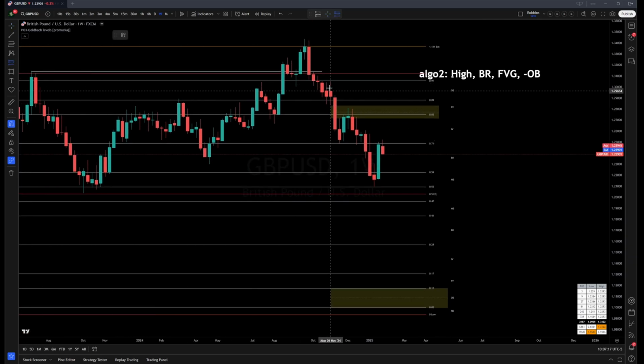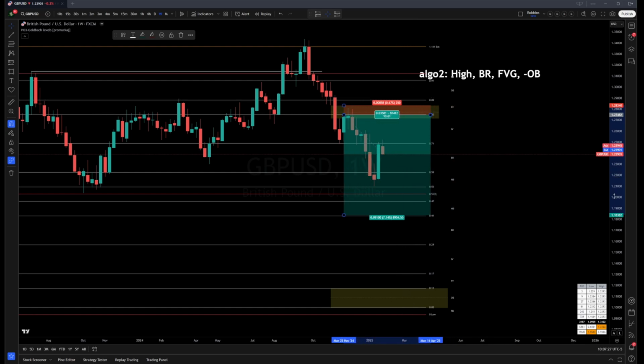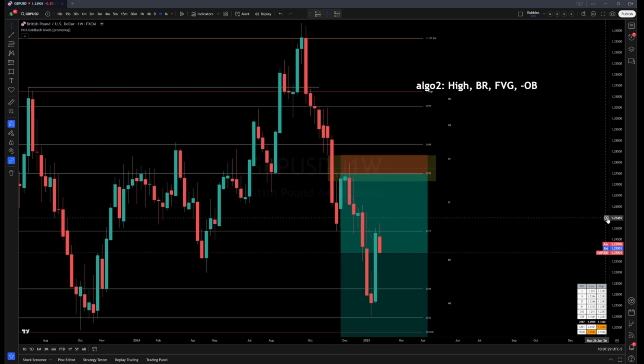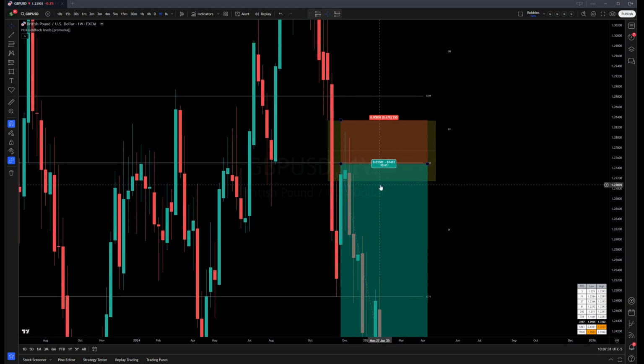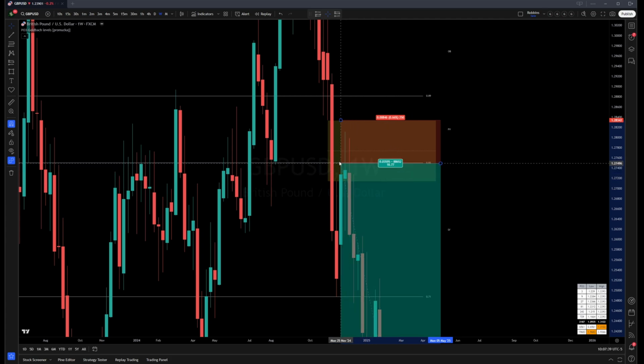Very similar to all my other Algo 2 videos. Okay, you would have come in at the fair value partition. So here, as soon as this gap was left, and what did price do? Let's make sure you can see it. It touched it exactly, which is where we would have come in.